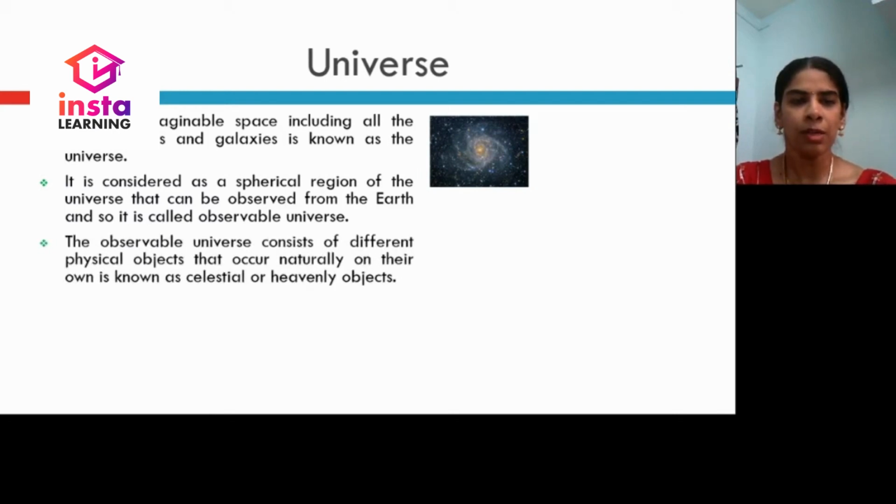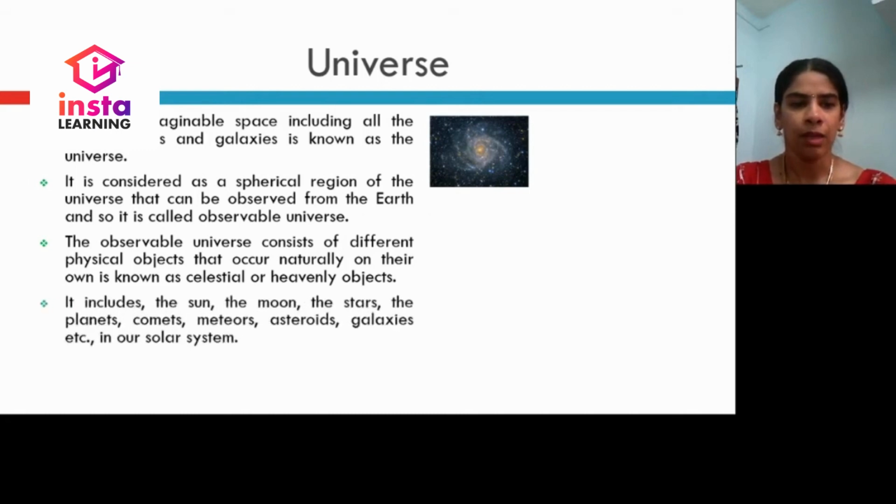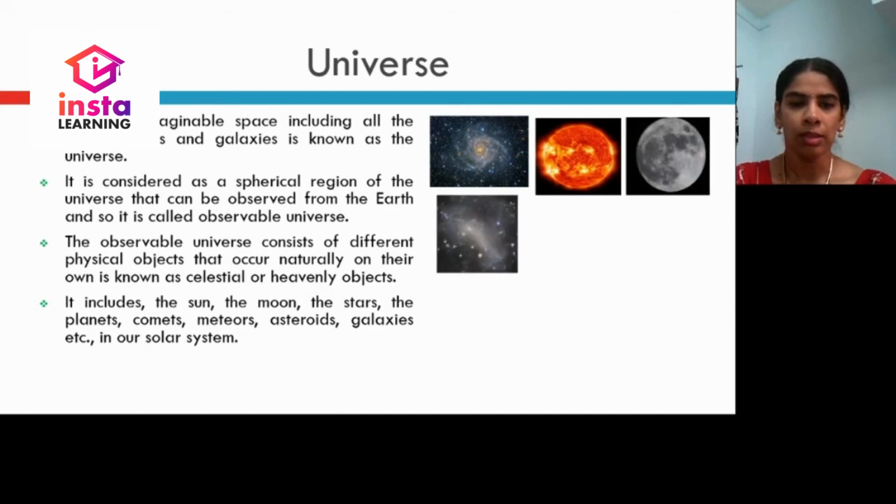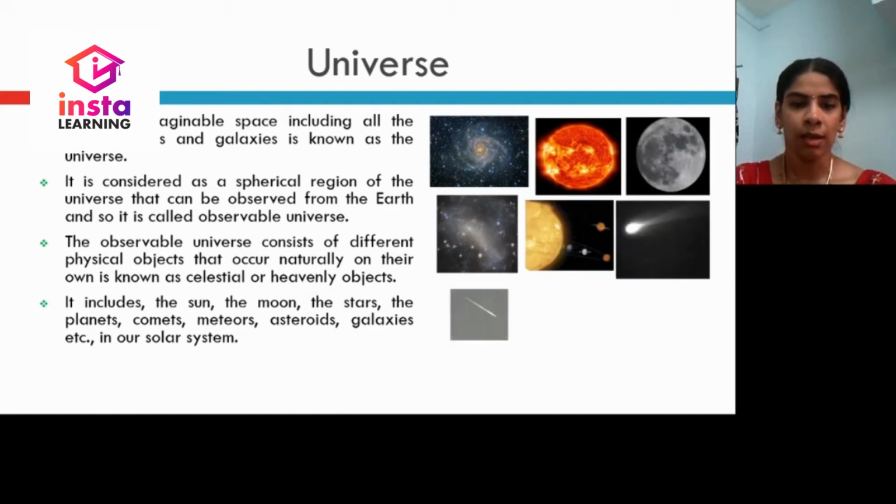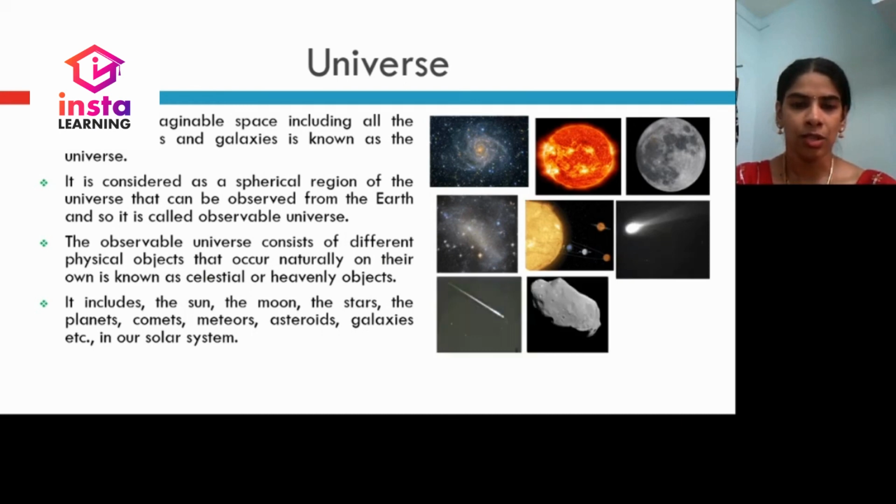The observable universe consists of different physical objects that occur naturally on their own. These objects are known as celestial or heavenly objects. It includes the sun, the moon, the stars, the planets, comets, meteors, asteroids, galaxies, etc. in our solar system.